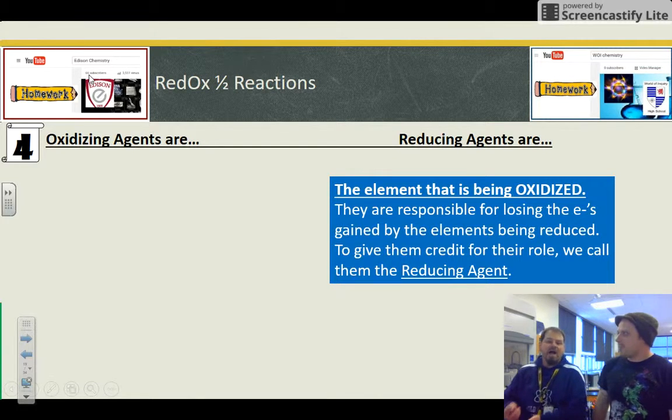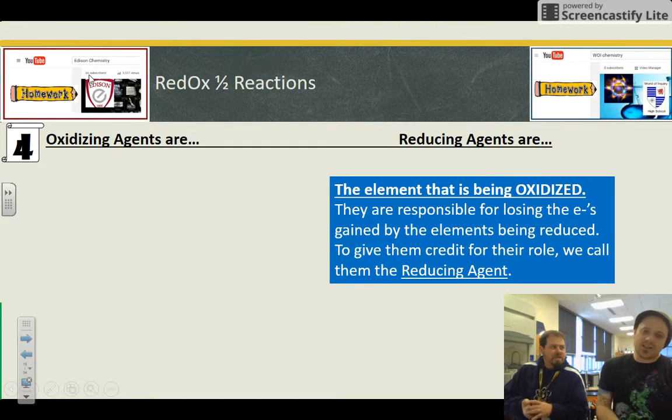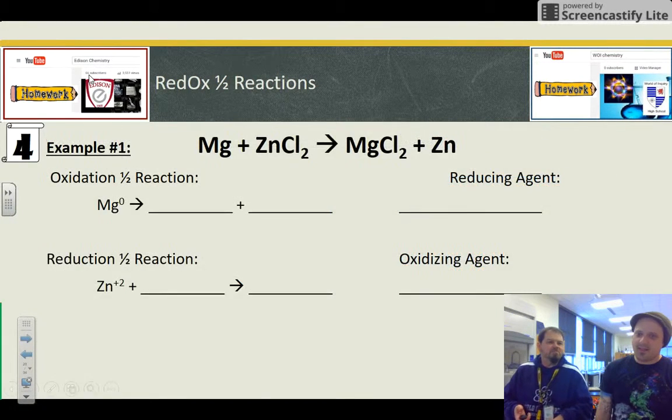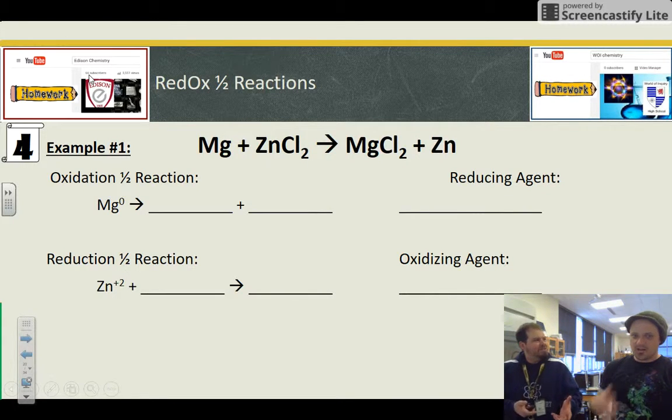It's the element that's being oxidized. Again, it's responsible for losing the electrons gained by the atoms that are being reduced. So we call it the agent. It's kind of like a player having a sports agent, one's actually doing stuff and the other is the agent.